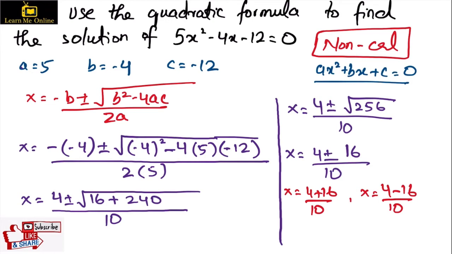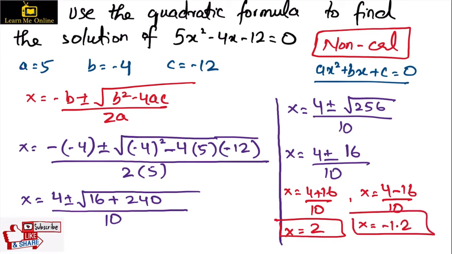To solve the first one, you'll get 4 plus 16 is 20. 20 divided by 10 would be just 2. So this is the first x value we are getting, which is x equals 2. To get the next one, x equals 4 take away 16 would be minus 12. Minus 12 over 10 would be minus 1.2. So here we have got the two solutions of this quadratic equation.